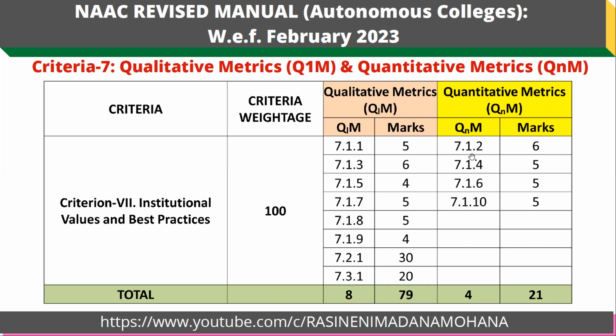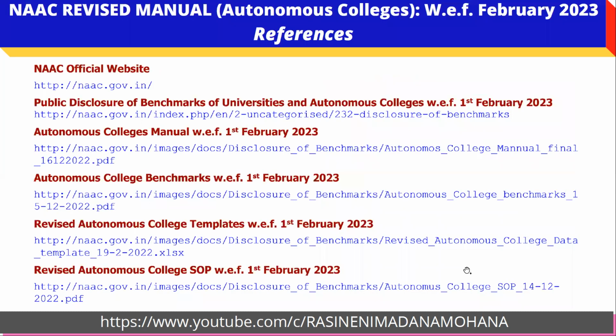79 weightage. Then the first quantitative matrix is 7.1.2, 6 weightage, then 7.1.4, 5 weightage, then 7.1.6, 5 weightage, then 7.1.10, 5 weightage, total 4 quantitative matrices with the total weightage is 21. This is about criterion 7.